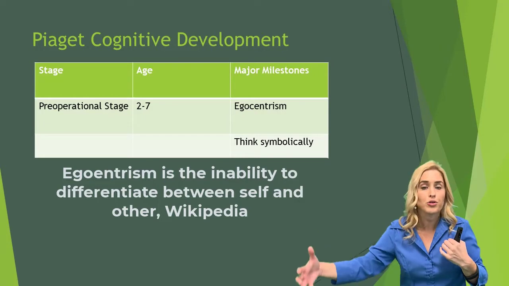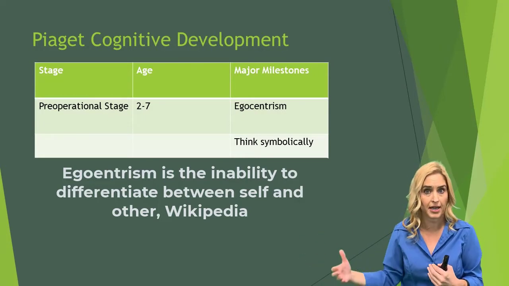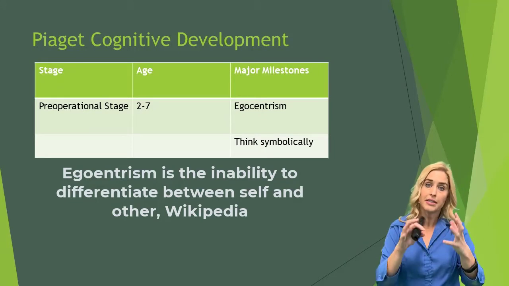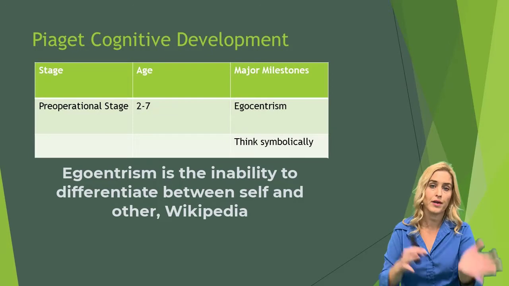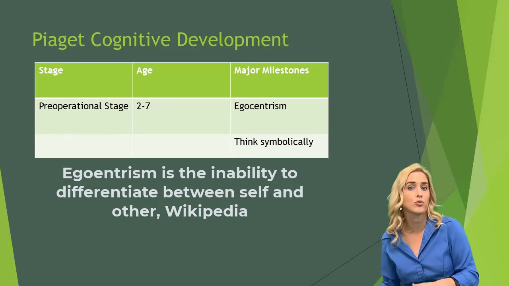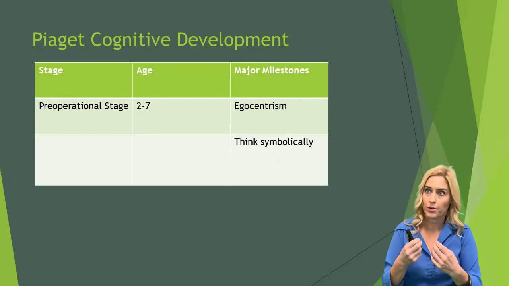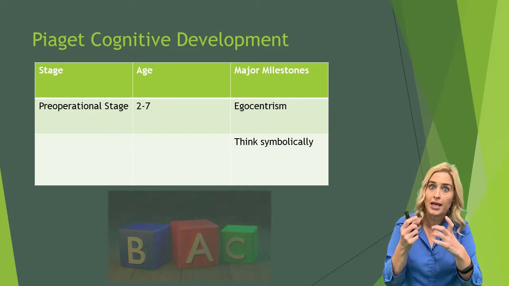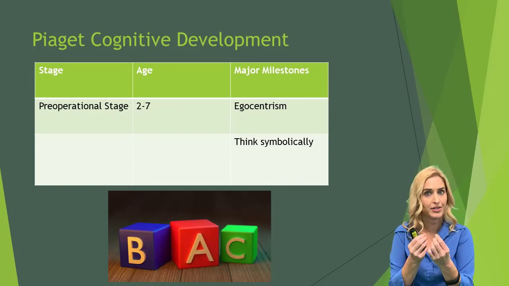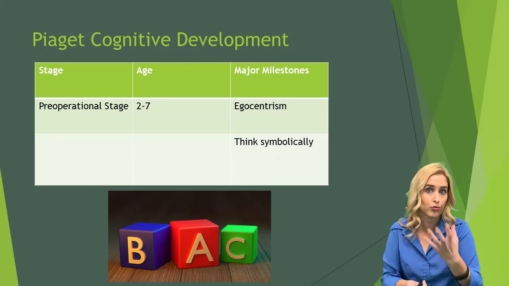So taking on the perspective of another child is nearly impossible at this stage, which is one of the reasons why you'll see rules and discipline different for younger children than you do in older children. So preschool rules are going to be different than middle school rules. Also, we're starting to be able to think symbolically. So things like shapes and letters start to make sense at this stage. This is where you see starting to understand things like the alphabet, and we're starting to introduce reading at this stage.